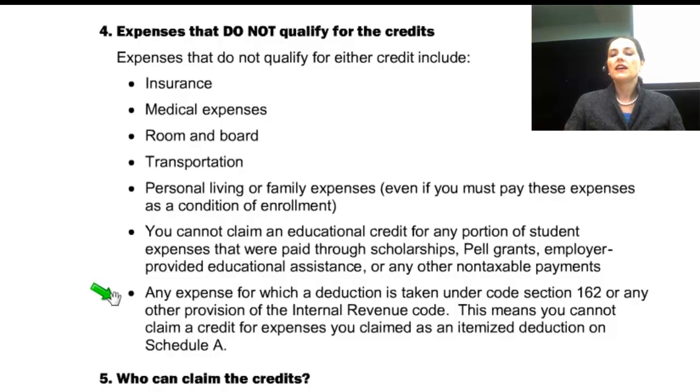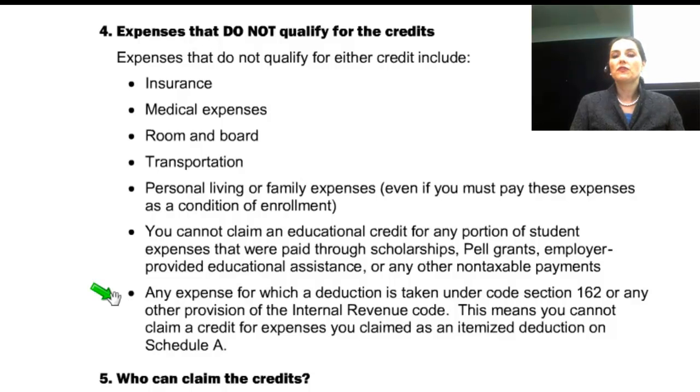Also, any expense for which a deduction is taken under Code Section 162 or any other provision of the Internal Revenue Code. Essentially, this means you cannot claim a credit for expenses that you claimed as an itemized deduction on Schedule A. Well, this class is, of course, not about itemized deductions, but just to help you understand this concept, it is possible under the rules for itemizing deductions in certain situations to claim education expenses as a deduction. If you claim education expenses as a deduction on Schedule A, you cannot turn around and use those same expenses to qualify for the Hope or Lifetime Learning Credits, and that certainly makes sense.